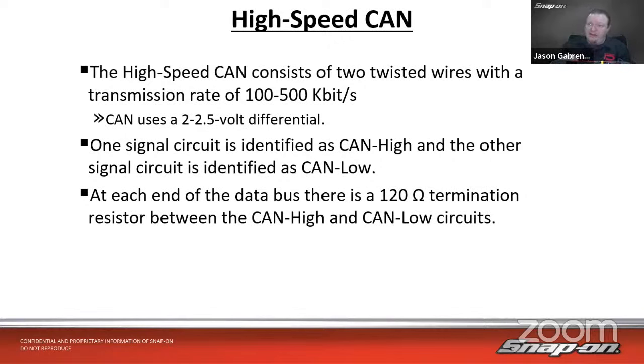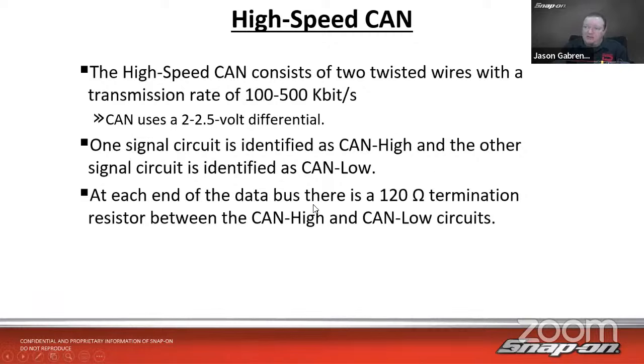So we think about CAN. It consists of two twisted wires with a transmission rate of 100 to 500 kilobits per second. There are also some newer versions of CAN that get up to 1 megabit per second, which is twice as fast. CAN uses what we call a 2 to 2.5 volt differential. So the voltage differential is what we're talking about. You will see on the pattern, we'll talk about it a little bit more. One signal circuit is identified as CAN high, and the other one is CAN low.